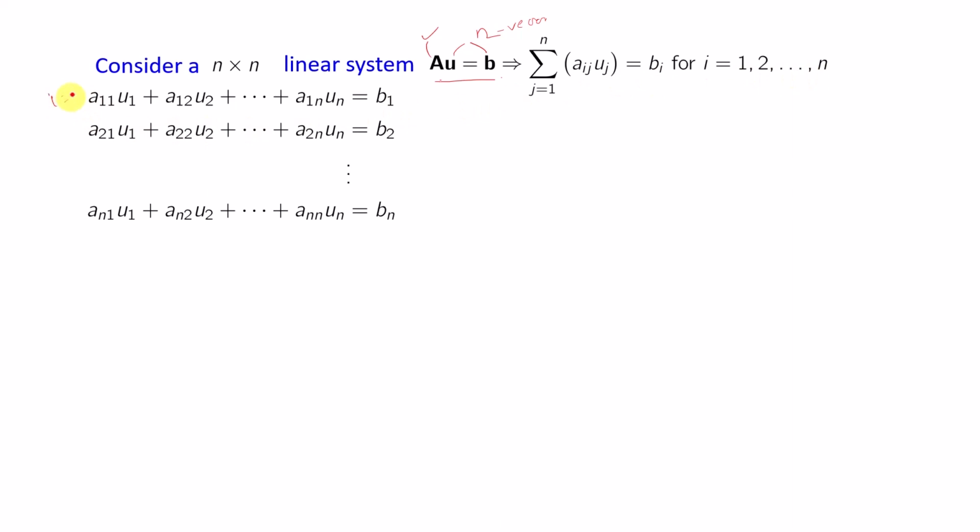For i equal to 1, for instance, I'll get A11 U1 plus A12 U2 up to A1n Un equals B1. For i equals 2, I'll get A21 U1 plus A22 U2, etc. For i equals n, I'll get An1 U1 plus An2 U2 up to Ann Un equals Bn. Now, we have learned Jacobi iteration to solve this.